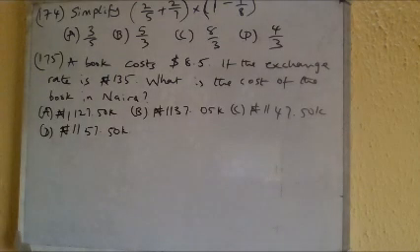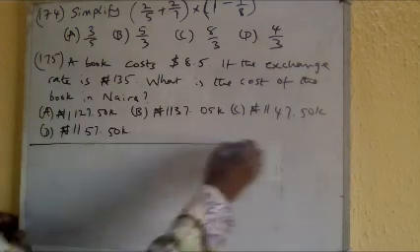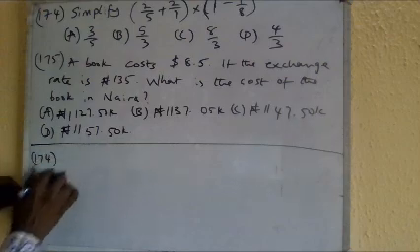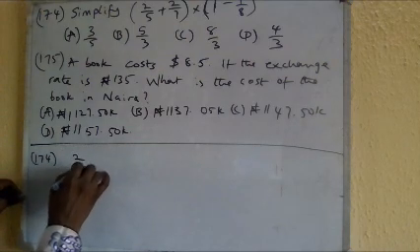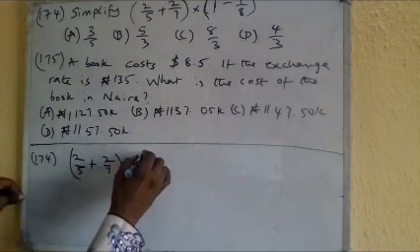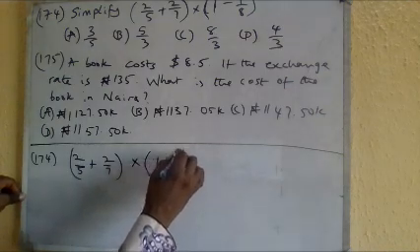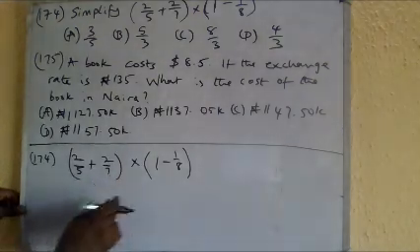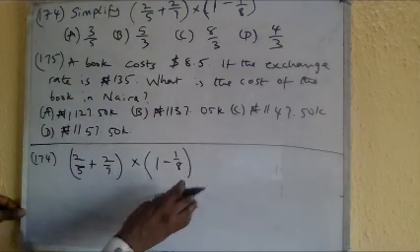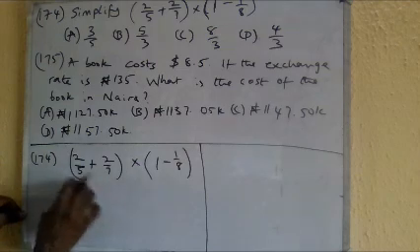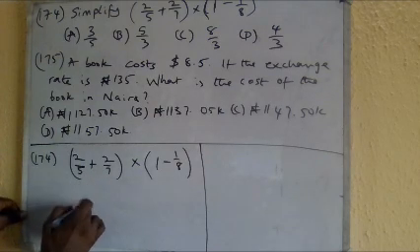Okay, so we have 2 questions on the board. Number 174 says simplify. I have 2 over 5 plus 2 over 7, open and close bracket, times 1 minus 1 over 8. So I'm going to solve the ones in the brackets separately, then multiply the answers. So for this bracket, I can rule my line.